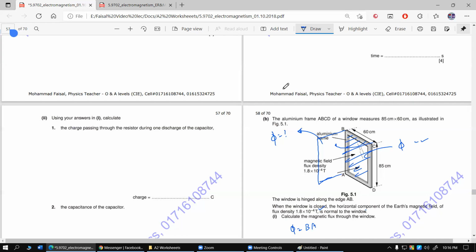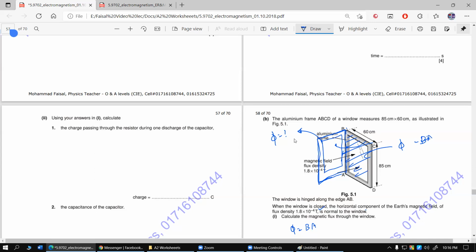60 into 85 into 10 to the power minus 4 into Tesla. Nah. Try to understand what I'm asking. When the window was in the original orientation, the phi was BA, which we can calculate, as shown in the calculation. When the window is opened to this final position, what is the magnetic flux linkage of this window for this orientation?